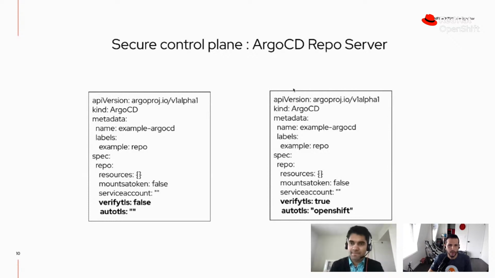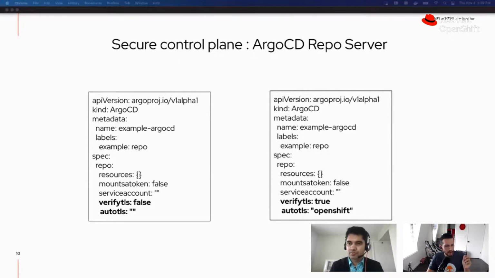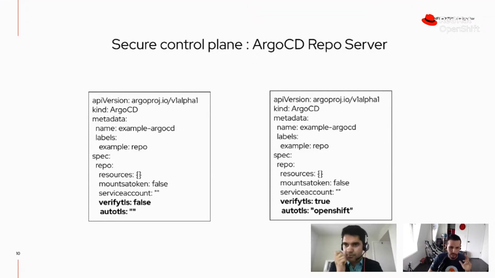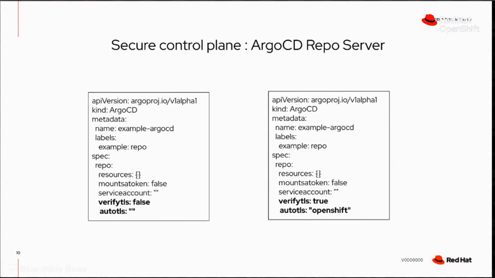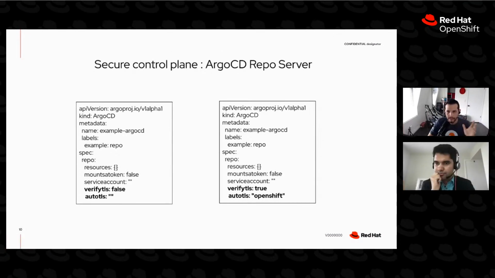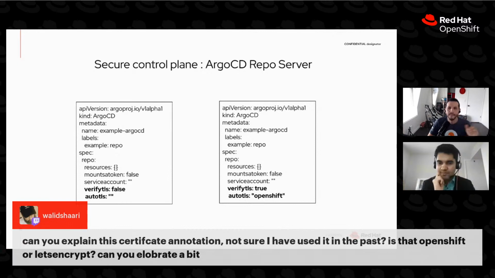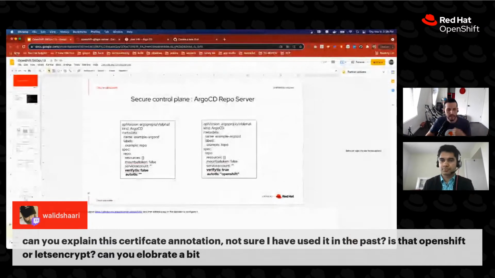Yeah, there's actually a question, and I'm not sure if you know. I kind of know this answer. So Waleed, by the way, welcome. He's a long time, he was there since the beginning, let's say. He says, can you explain the certificate annotation? Not sure if I've used this in the past. Is it OpenShift specific, Let's Encrypt, something else?